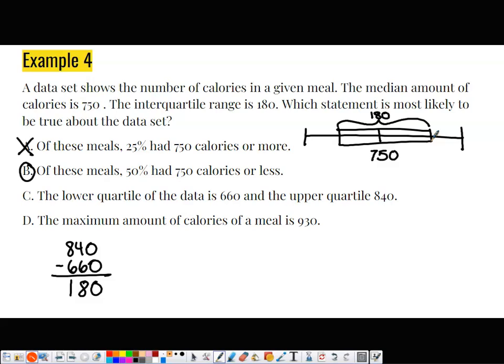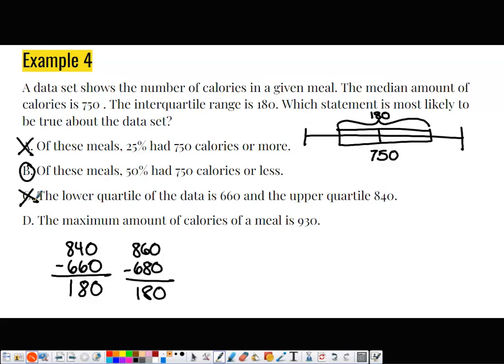The reason that this is incorrect is because we don't really know what the Q1 and the Q3 is, right? It actually could slide, right? So instead of 660 and 840, it could be 680 and 860, right? That's still going to get us a difference of 180. So because that's the case, the Q1 and the Q3, they could slide along the box and whisker plot. It cannot be option C, even though initially it does look good.